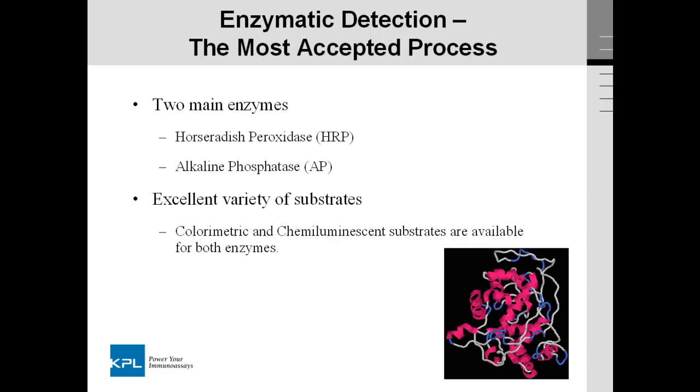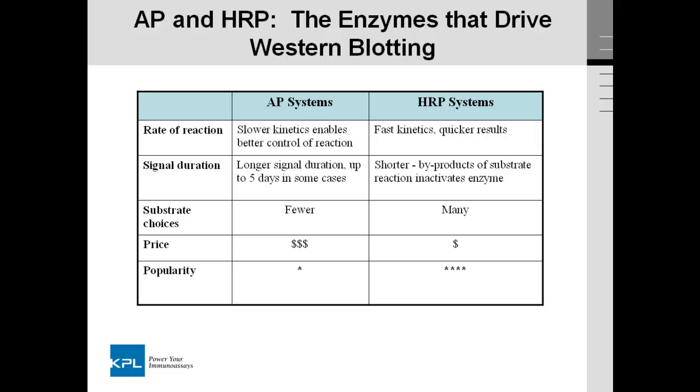The most accepted process for Western blot detection is enzymatic detection. There are two main enzymes used for this process: horseradish peroxidase, or HRP, and alkaline phosphatase, or AP. KPL offers an excellent variety of substrates for both colorimetric and chemiluminescent detection with both enzymes. We will now discuss the enzymes that drive Western blotting, AP and HRP.